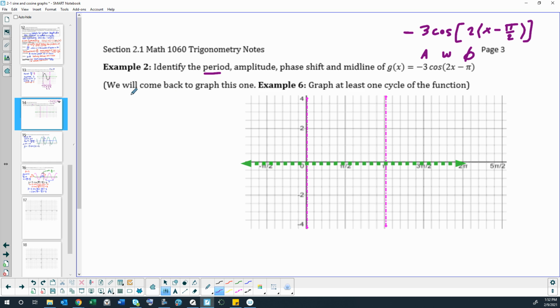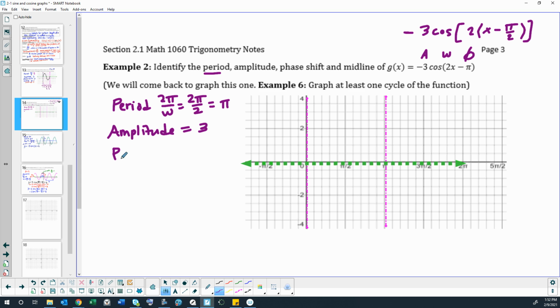So period. So omega is 2. So for the period, we just take 2 pi and we divide by omega. So 2 pi divided by 2, and then reduce it. So that's pi. Our amplitude, remember, is always a positive number. So this would be 3.